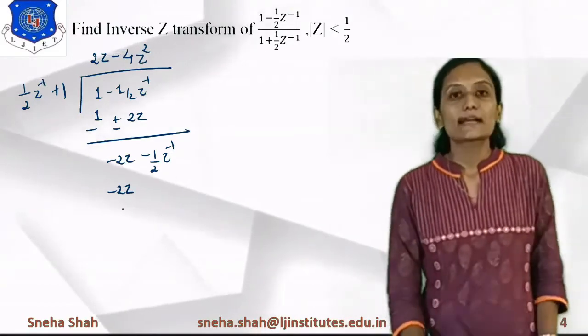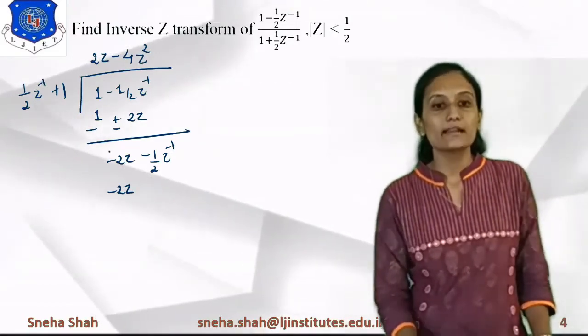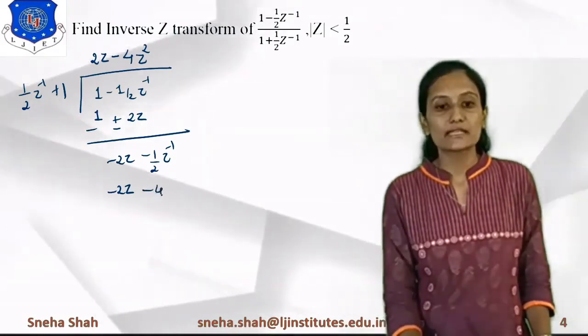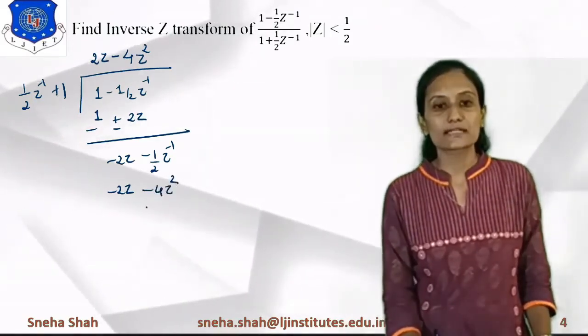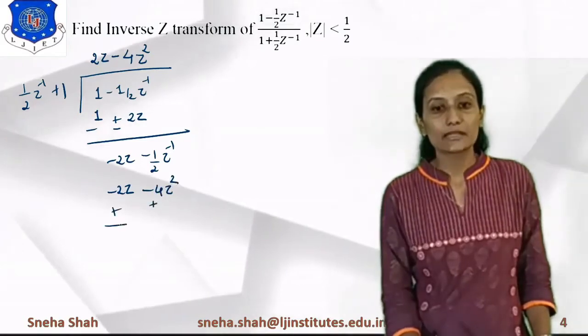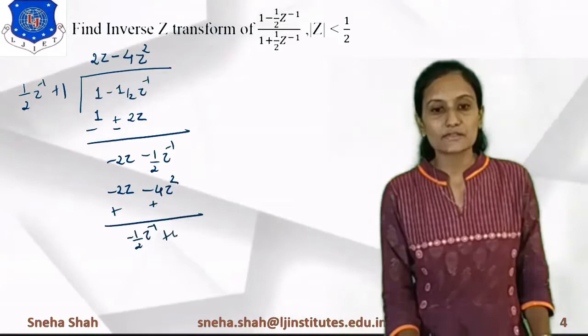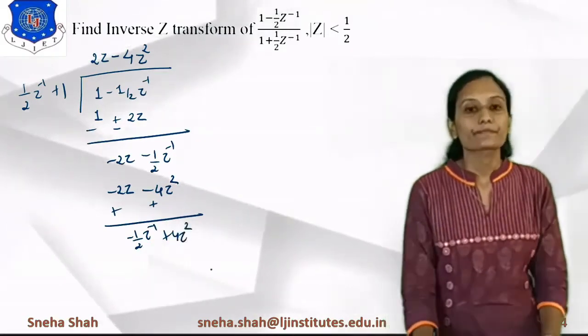So it will give you the answer like this, minus 2z, and plus 1 is multiplied with minus 4z square, so I will write down minus 4z square. This one is plus plus. So I am writing like this, minus 1 by 2z inverse plus 4z square.